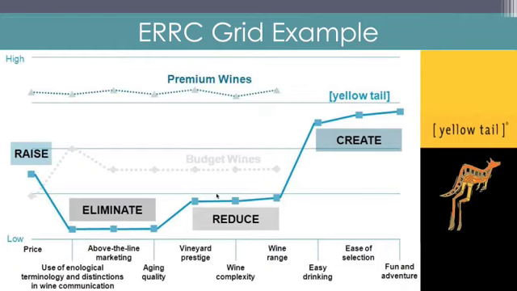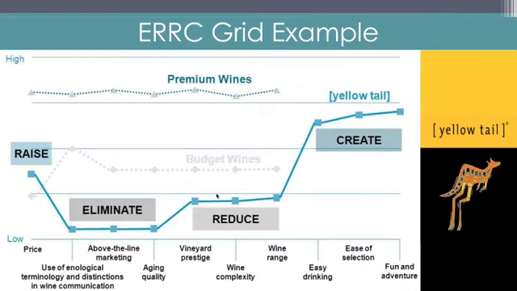They limited those things, and they eliminated the aging quality thing. So they didn't talk about the age of the wines and that sort of stuff. They just talked about quality. What did they reduce? Well, they reduced vineyard prestige. So they didn't talk about vineyard prestige and make it all snobby. They made it about wine for the people.